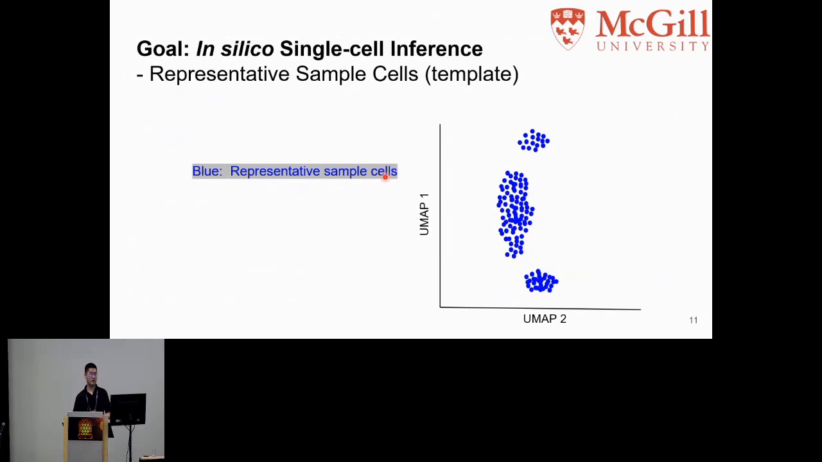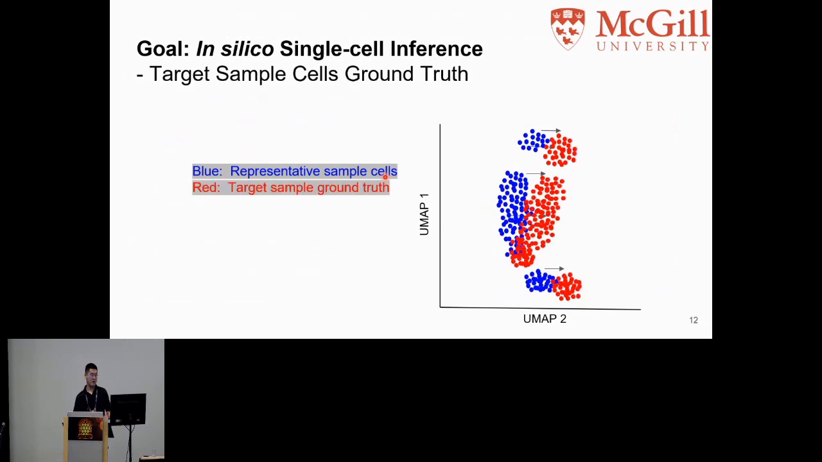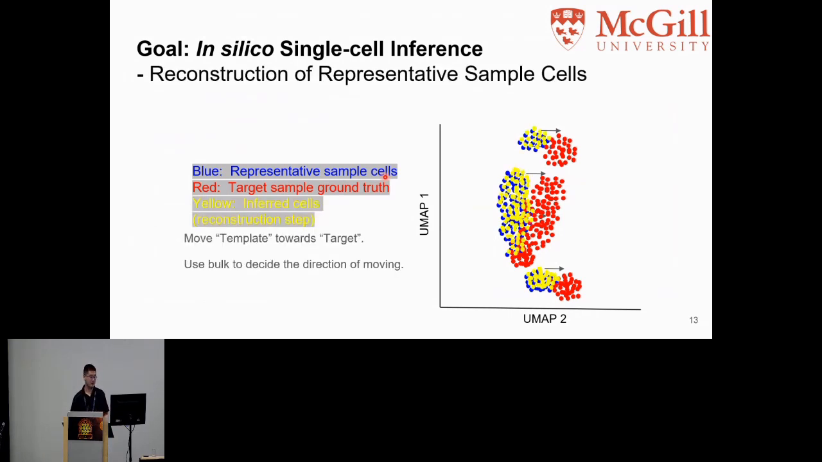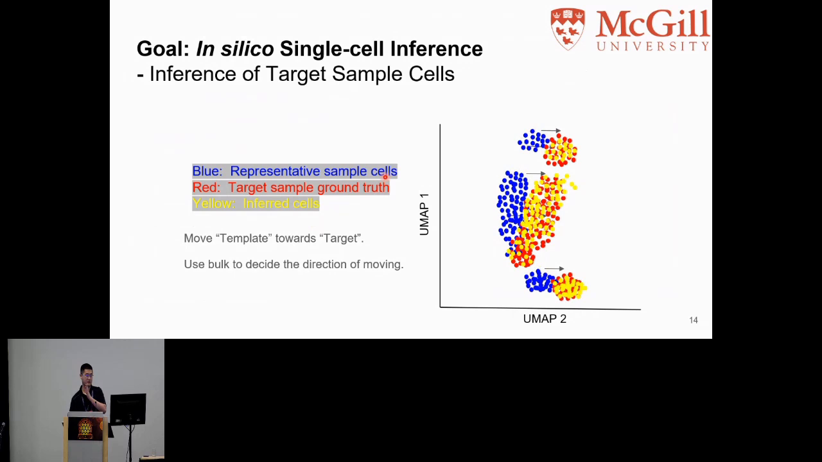So let's say the blue cells are the representative sample's cell distribution. And what we want to get, the goal of the inference, is these red cells, which are the target sample's ground truth cells. So there are two different samples. They have different cell distributions. We do this by first reconstructing the blue cells. Yellow cells means the computationally generated cells. And we push the yellow cells towards the direction of the red cells. And if in the end, the yellow cells are very similar to the red cells, then we say the in silico inference of the red ground truth cells is successful.